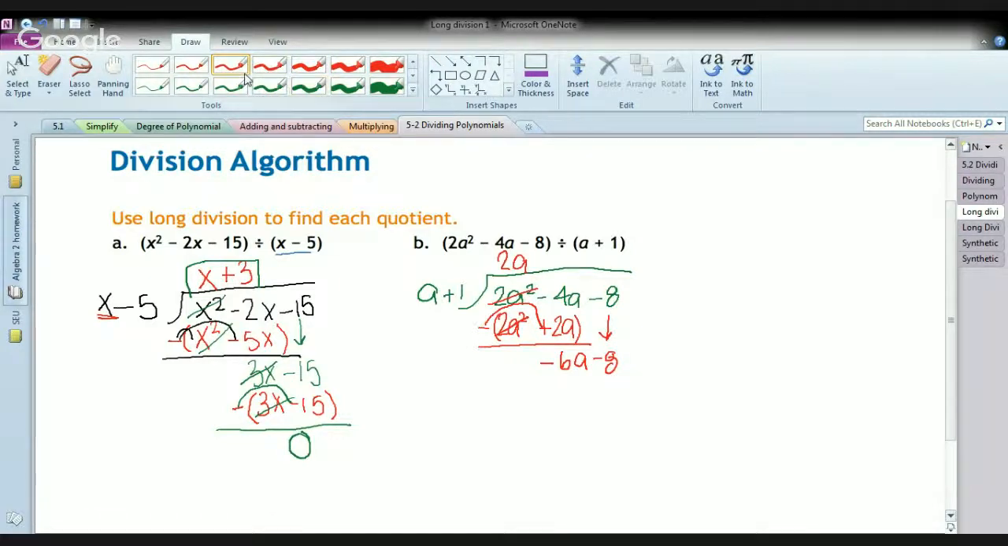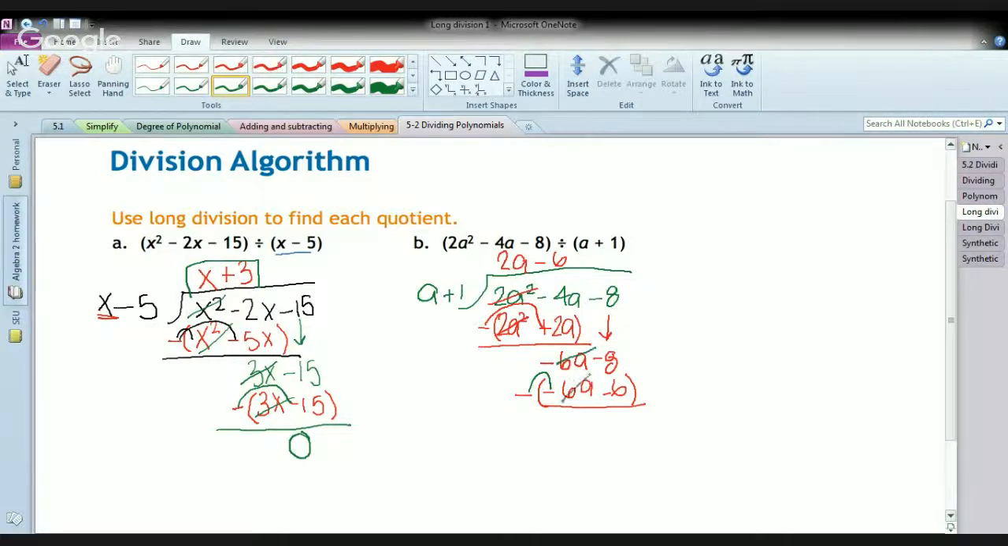So again, we start the process over and we ask ourselves, a times what is going to give me negative 6a? Well, negative 6. So a times negative 6 gives me negative 6a. 1 times negative 6 is going to give me negative 6. Okay? And don't forget, we're subtracting all of this.